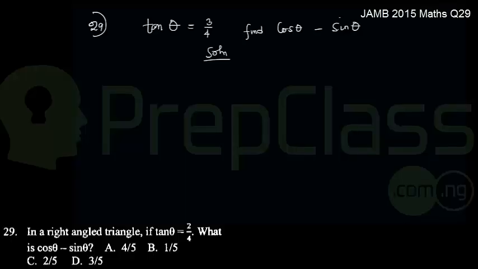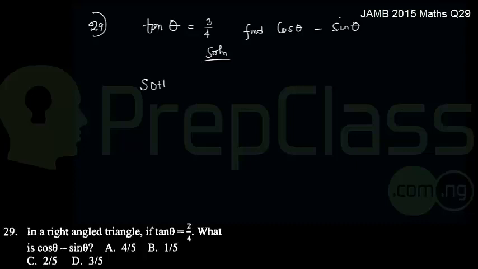Currently on question 29. Question 29 says: in a right angle triangle, if tan theta is equal to 3 over 4, find cos theta minus sin theta. So how do we solve a question like this? Basically, in looking at this question, we should recall our trigonometric ratios, which are usually given by the pseudonym SOHCAHTOA.